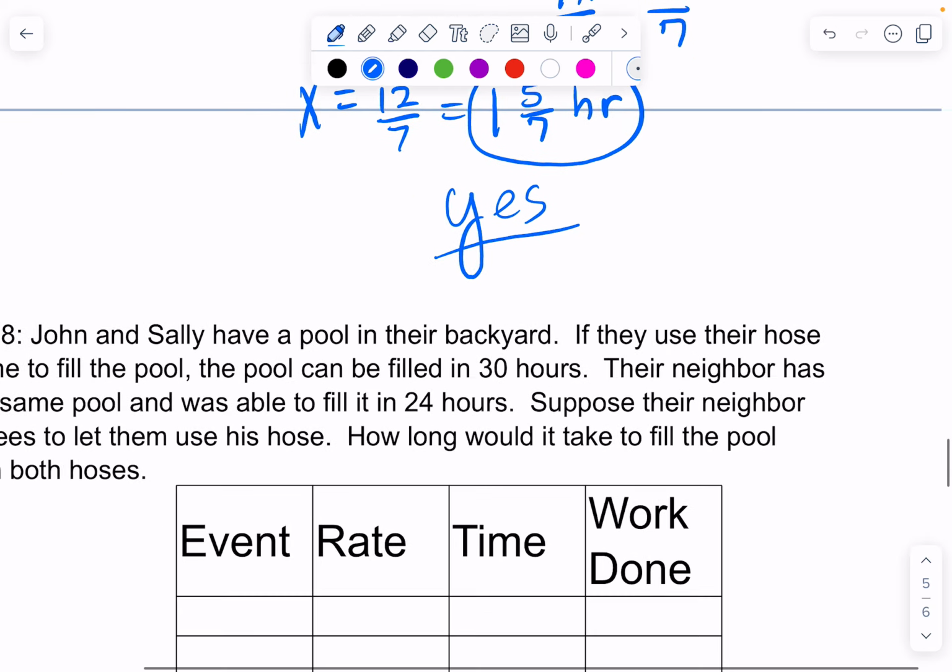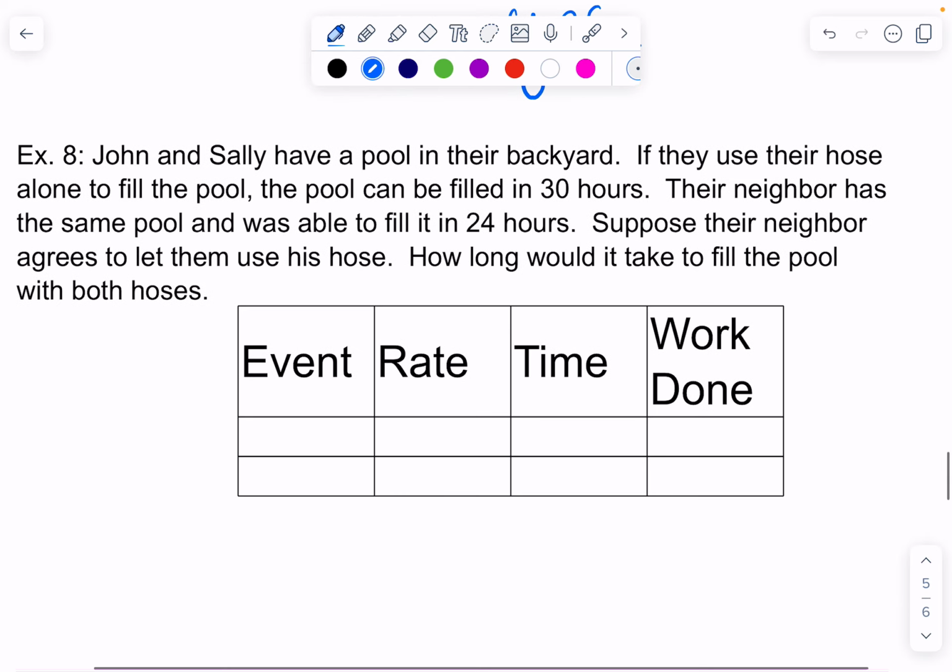Okay, next. John and Sally have a pool in their backyard. If they use their hose alone to fill the pool, they will be able to fill the pool in 30 hours. Their neighbor has the same pool and was able to fill it in 24 hours. Suppose their neighbor agrees to let them use his hose. How long will it take to fill the pool with both hoses?